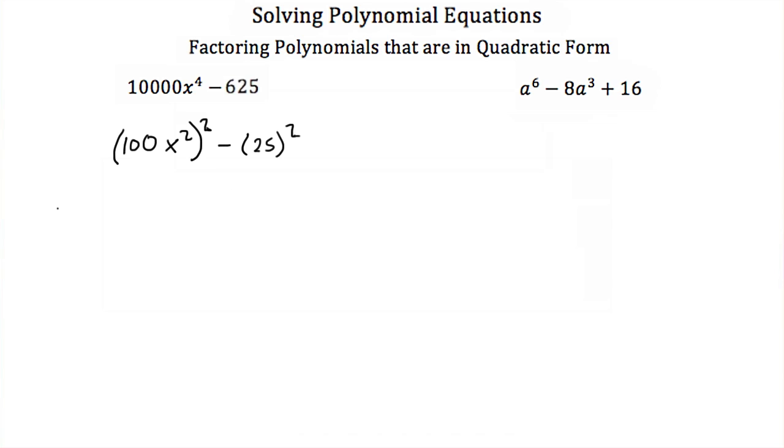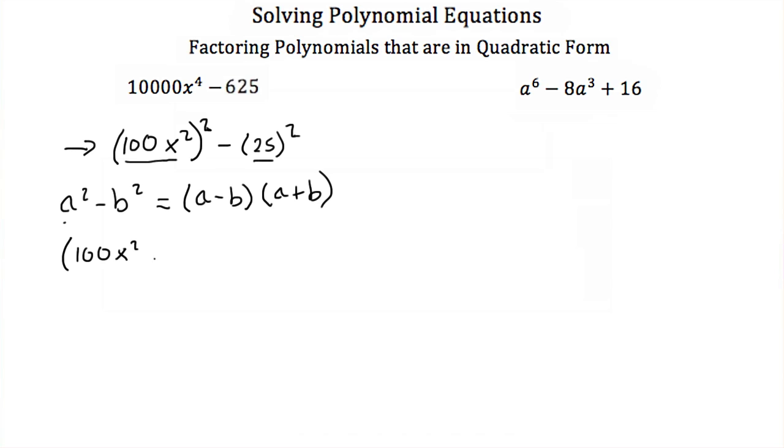The difference of two squares is that if you ever have an a squared minus b squared, this is equal to a minus b times a plus b. And in this case, our a would just be 100x squared, and our b would be 25. So to factor this equation, we would just use this identity, and we'd end up with 100x squared minus 25 times 100x squared plus 25. So even though this isn't a quadratic equation, we can still use our quadratic identities to factor this polynomial.